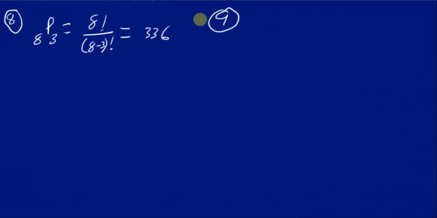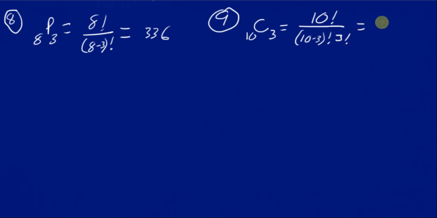Number 9, we've got an art collector. She owns 10 original paintings and is preparing a will. In how many ways can she leave these 10 paintings to her 3 heirs? It doesn't matter which ones I get, which ones you get, or which ones the other person gets. So it's going to be a combination. We've got 10 total paintings, and we're divvying up 3 ways. So a combination of 10 things taken 3 at a time is 10 factorial over 10 minus 3 factorial times 3 factorial. And that will give us 120 different combinations.